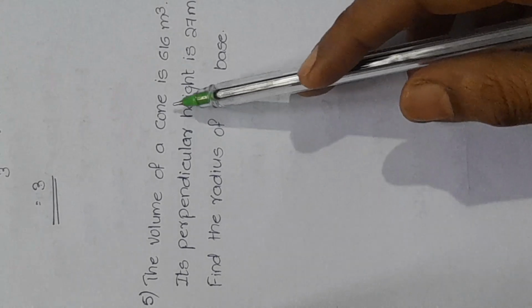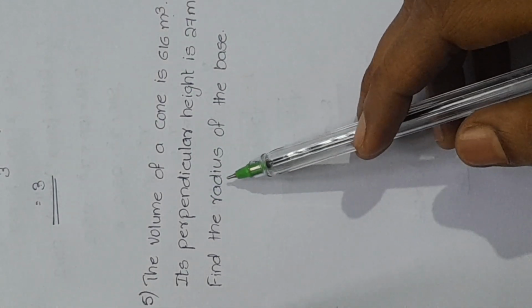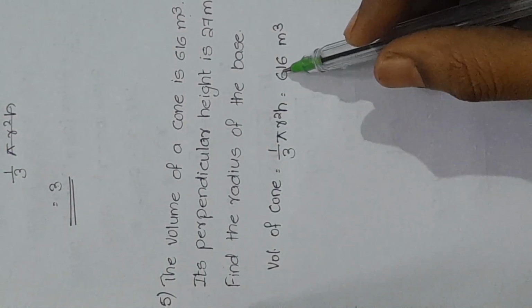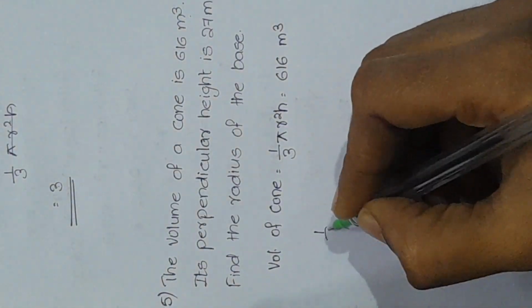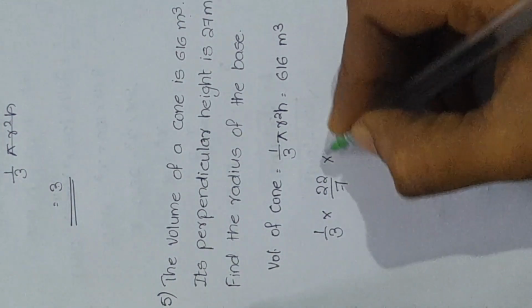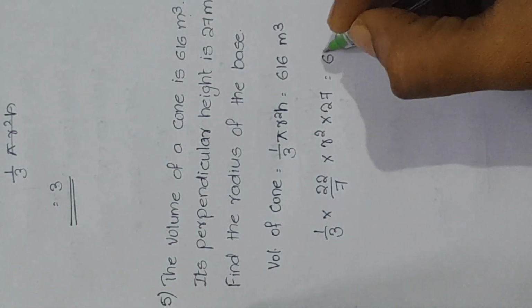Fifth question, the volume of a cone is 616 meter cube. Its perpendicular height is 27 meters. Find the radius of the base. Volume of the cone is 1 by 3 pi r square h, which is equal to 616 meter cube is given. Substituting the values, 1 by 3 into 22 by 7. R value we should find, so keep it as r square into height is 27 is equal to 616.